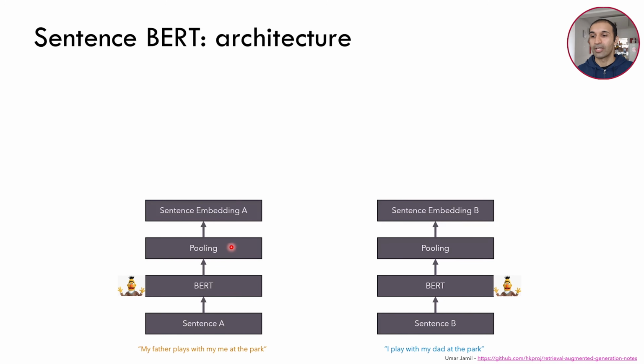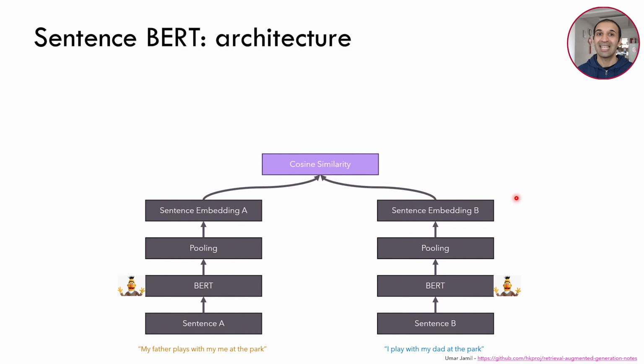The first one we will call sentence embedding A. So the first vector is the embedding of the sentence A, and the second one is the embedding of the sentence B. We then measure the cosine similarity between these two vectors.